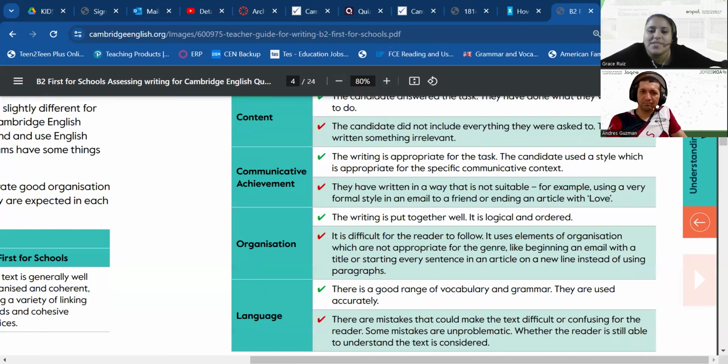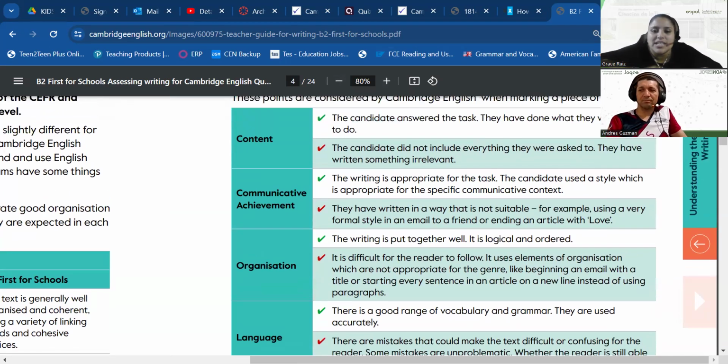Eso. Ya. Entonces, the content, pues yes, we need to make sure that we completely answer what they're asking us to do. ¿Ya? Communicative achievement, nos referimos al register, que utilicemos el correct register, the who is it directed to, that we're using the correct formal, informal, contractions, no contractions, depending on the audience, no? The organization, the writing is put together well, it is logical and ordered.